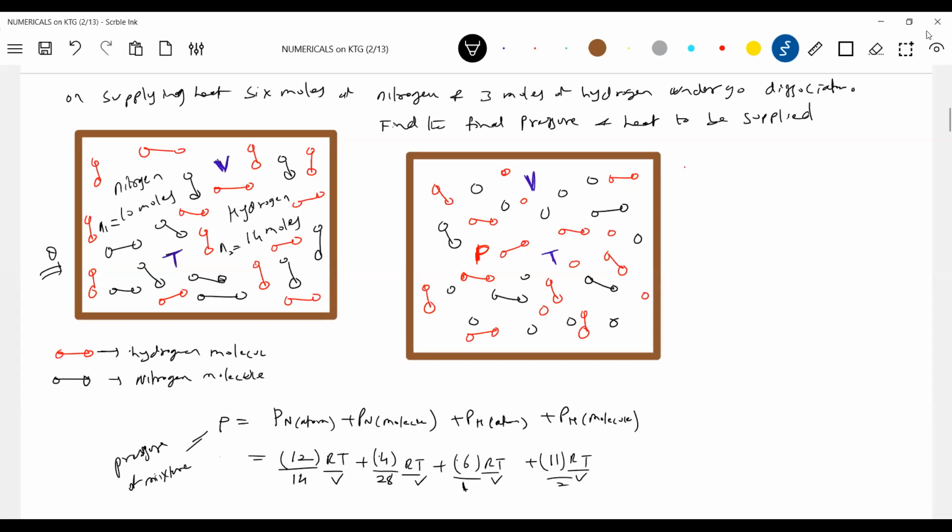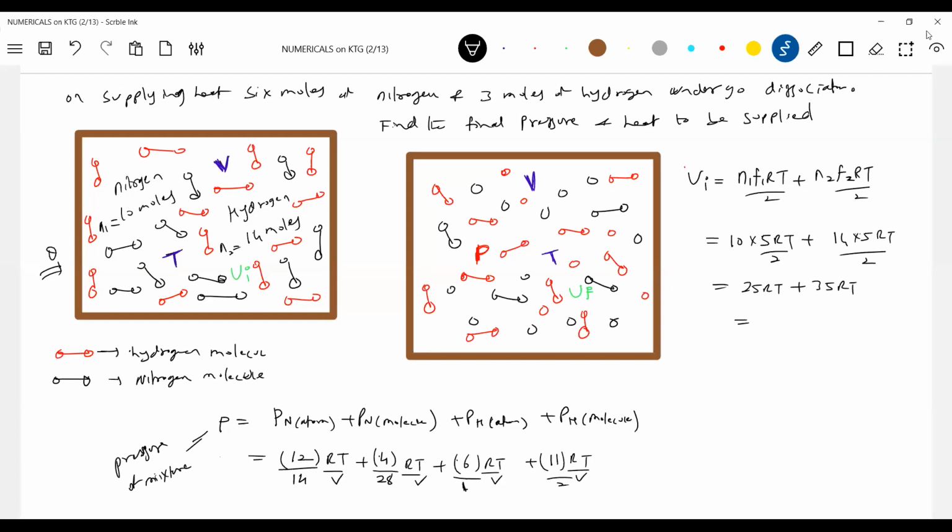So the initial internal energy of the gas, let it be UI, and the final internal energy of the gas, let it be UF. What is UI? We'll calculate. N1 F1 RT by 2, plus N2 F2 RT by 2. Can you remember this formula? N1, number of moles of nitrogen, 10, degree of freedom 5, RT by 2. This is 14, degree of freedom 5, RT by 2.